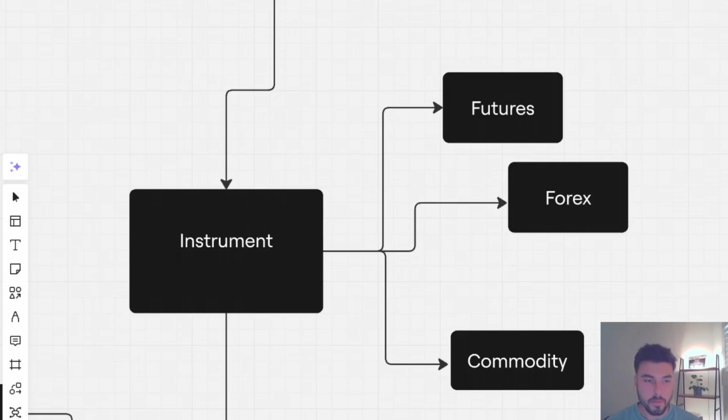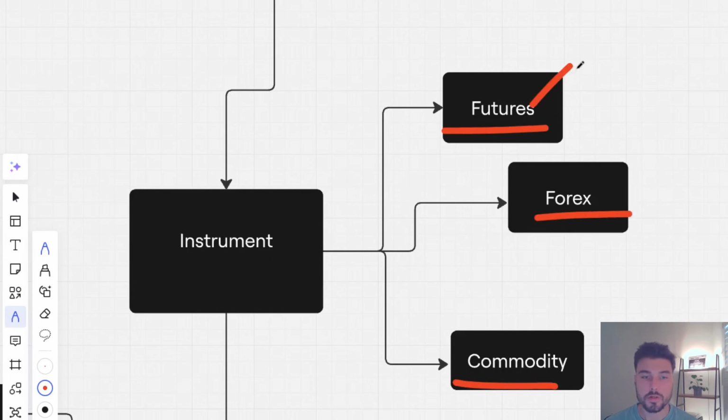Firstly, let's start from the bare basics. And what I've highlighted here on this flowchart are 3 different asset classes. So we have futures, Forex, and commodities. So futures could be the NASDAQ and ES. Forex could be pairs like GBP USD, Euro USD. Commodities could be things like platinum, gold, and also silver.